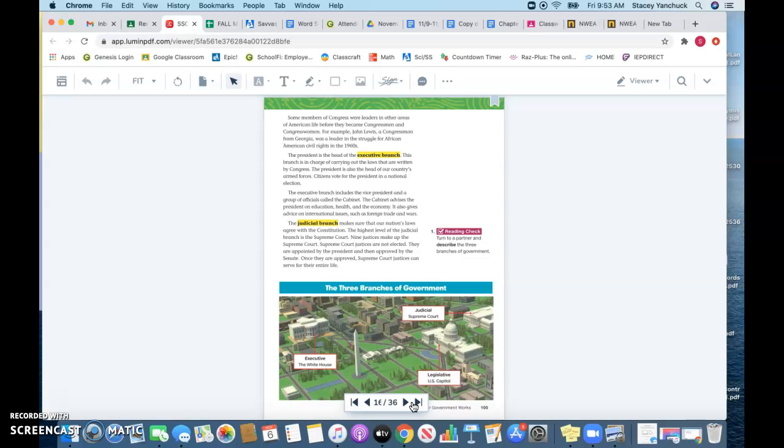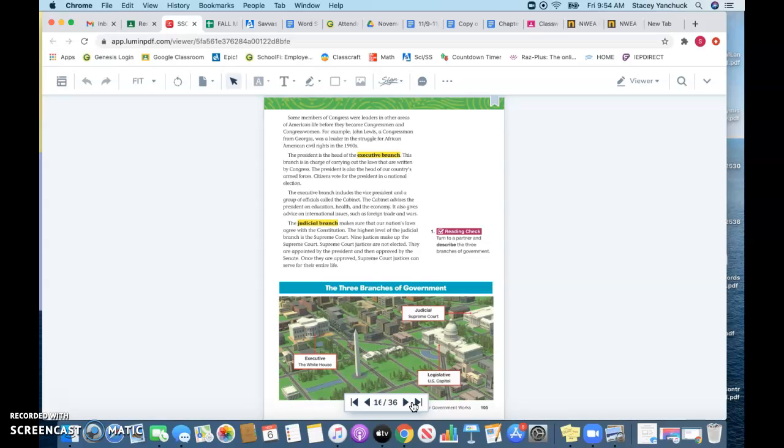The president is also the head of our country's armed forces. Citizens vote for the president in our national election, which is something that we just did. We just voted for our new president. The executive branch includes the vice president and the group of officials called the cabinet. The cabinet advises the president on education, health, and economy. It also gives advice on international issues such as foreign trade and war.